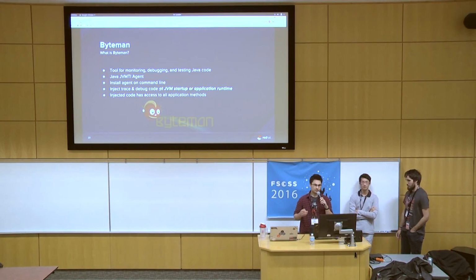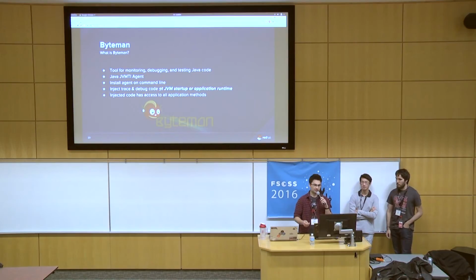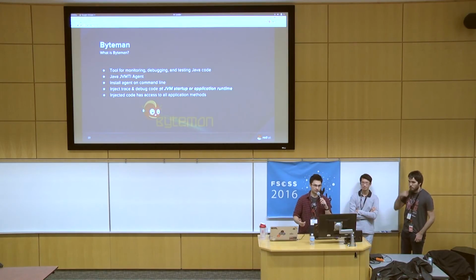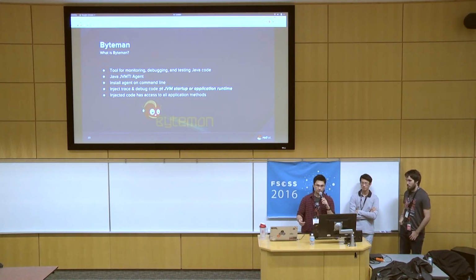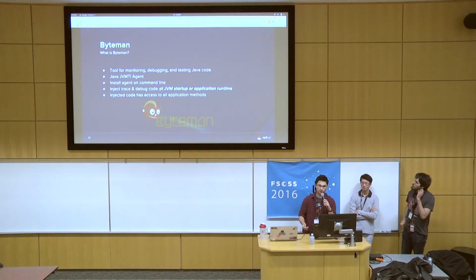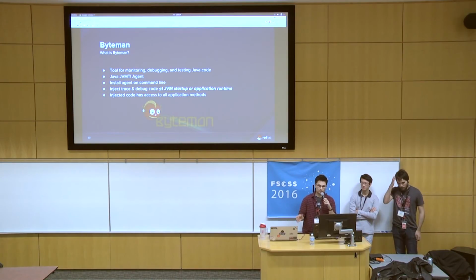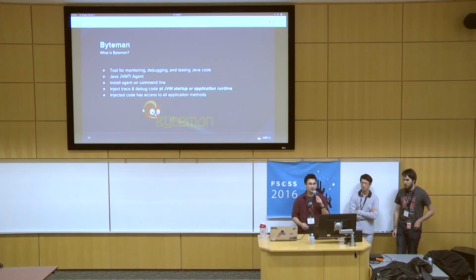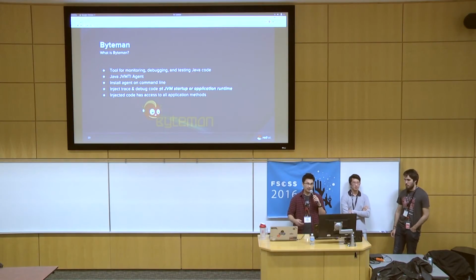And what you can do is you can install this agent through the command line and inject DSL-specific code into the JVM to monitor what's going on within your Java program at a more intimate level. So we're able to inject and trace code in the JVM, either at JVM startup, or you can inject a rule into the JVM when the application is already running. This injected code has access to all application methods, public or private or otherwise, and these rules can be unloaded and re-injected at will.